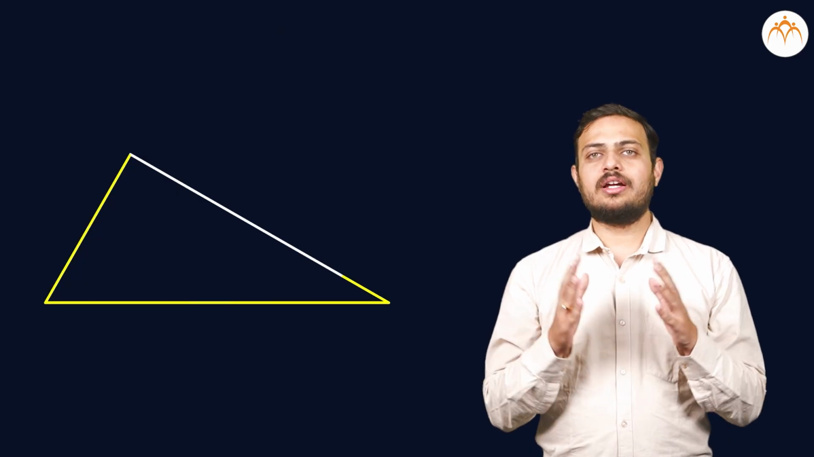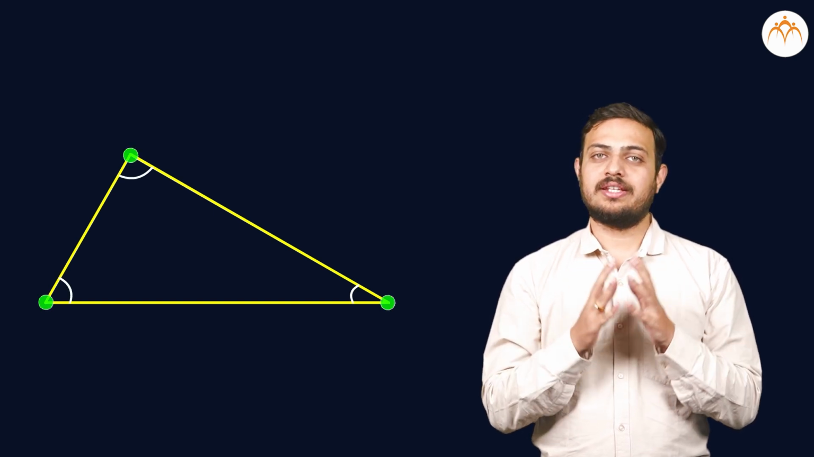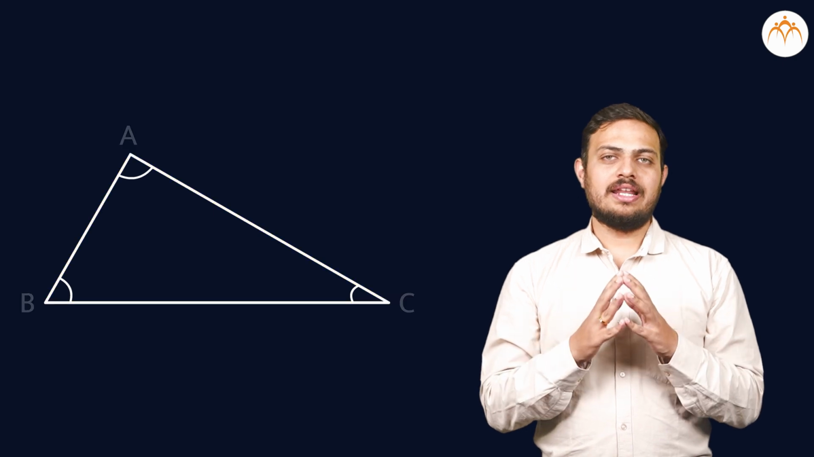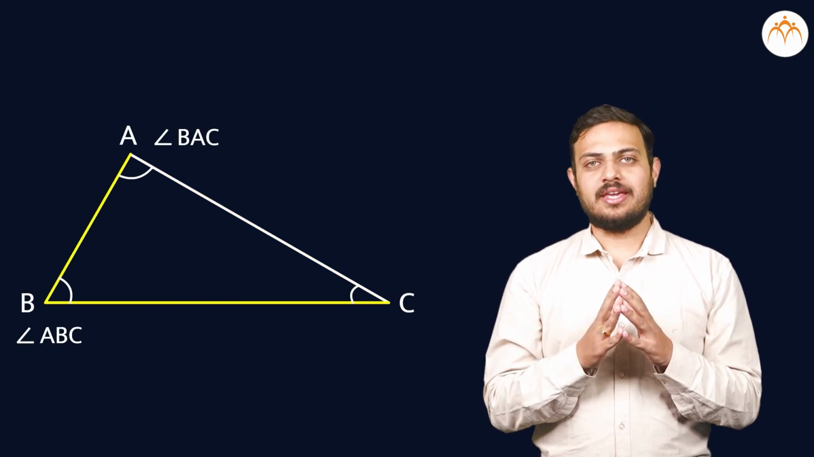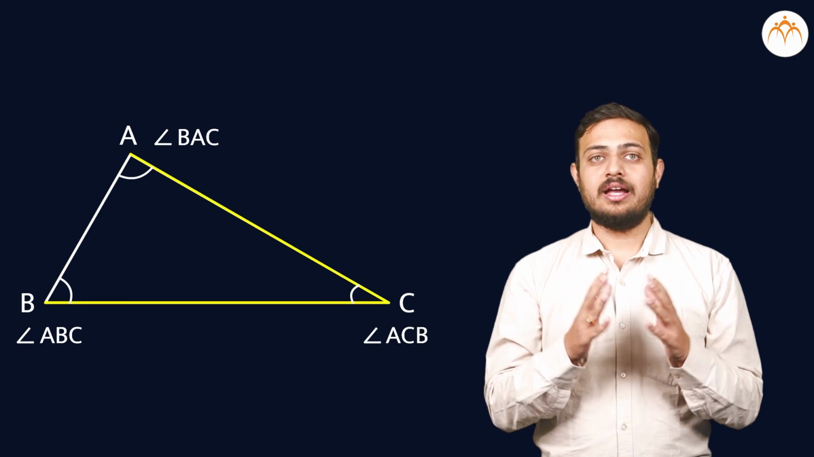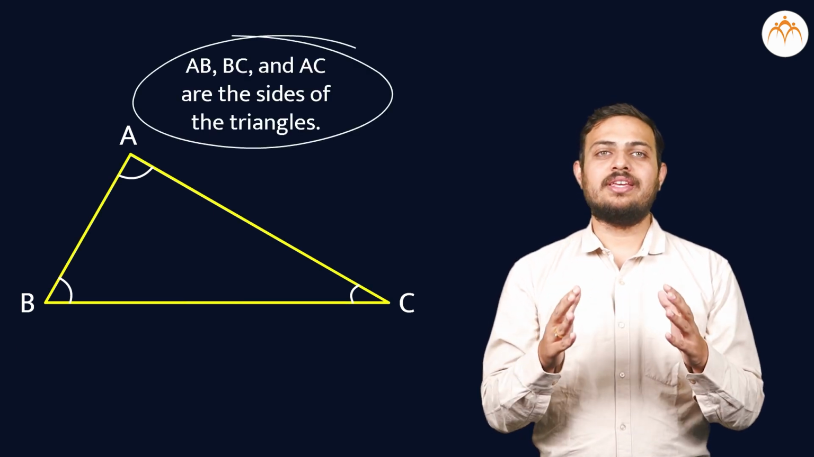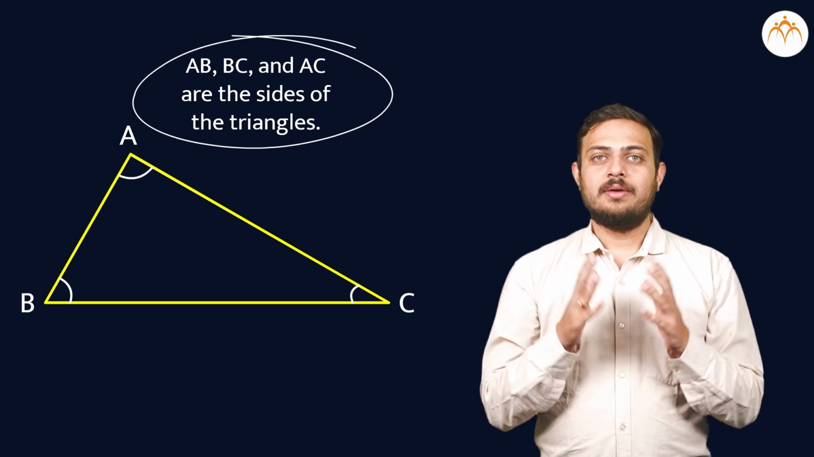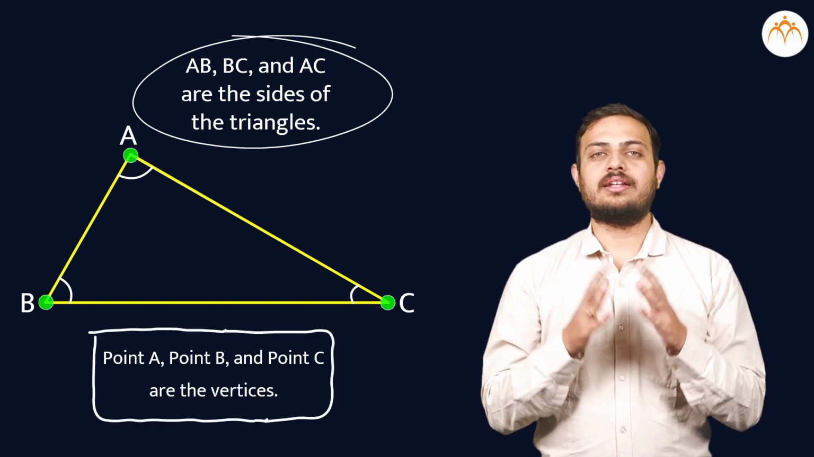A triangle is a closed figure formed by 3 angles, 3 sides and 3 vertices. In triangle ABC, angle BAC, angle ABC and angle ACB are the angles. AB, BC and AC are the sides. Point A, point B and point C are the vertices.